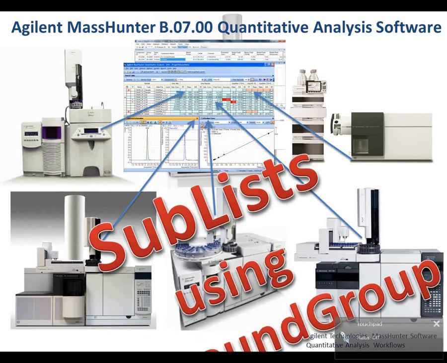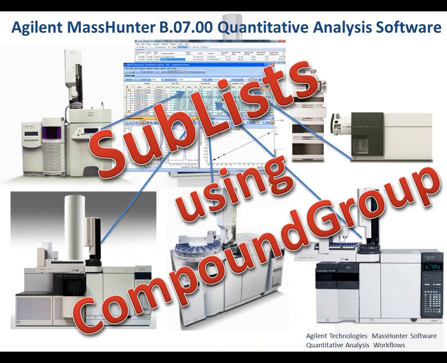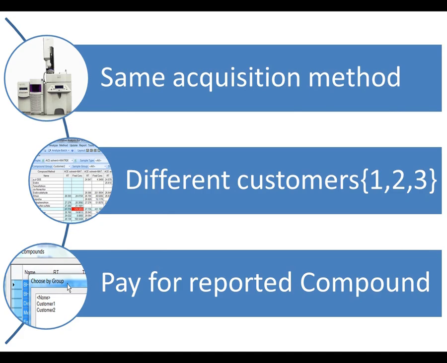Welcome to a discussion of SubLists that uses the compound group. So SubLists is an interesting case. In a production review where you have the same acquisition method, you can have different customers, let's say clients, that pay for a particular set of compounds.